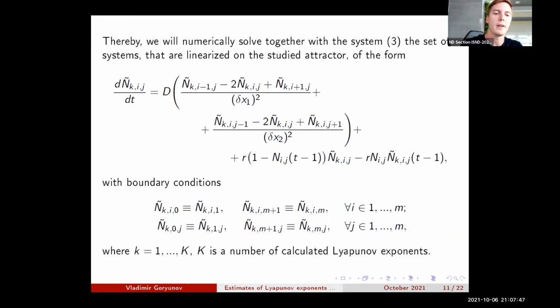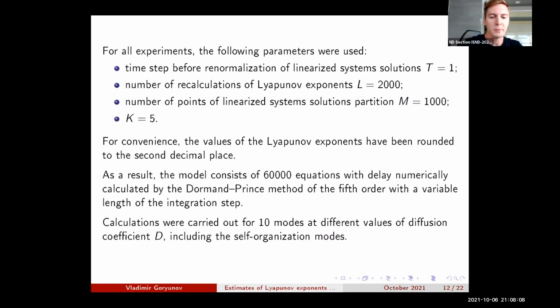So we apply this algorithm to study some modes from our considered boundary value problem. Thereby, we numerically solve together with the main system the set of systems that are linearized on the studied attractor. For all experiments, the following parameters were used: time step before renormalization of linearized systems solutions T is equal to one, number of recalculations of Lyapunov exponents L is equal to 2000, number of points of linearized system solutions partition M is equal to 1000, number of calculated Lyapunov exponents K is equal to 5.